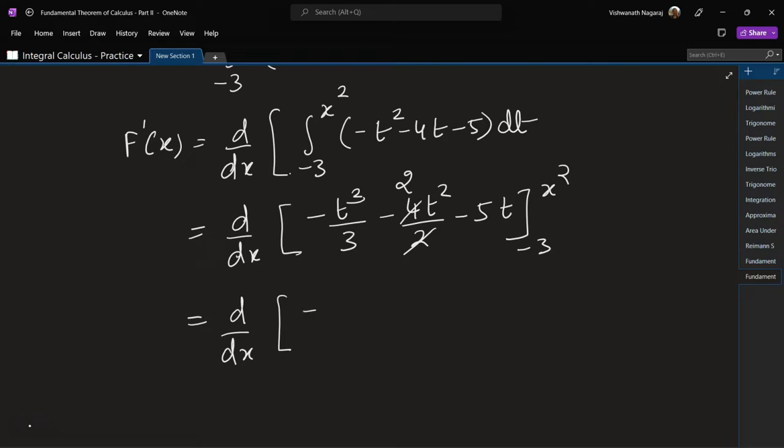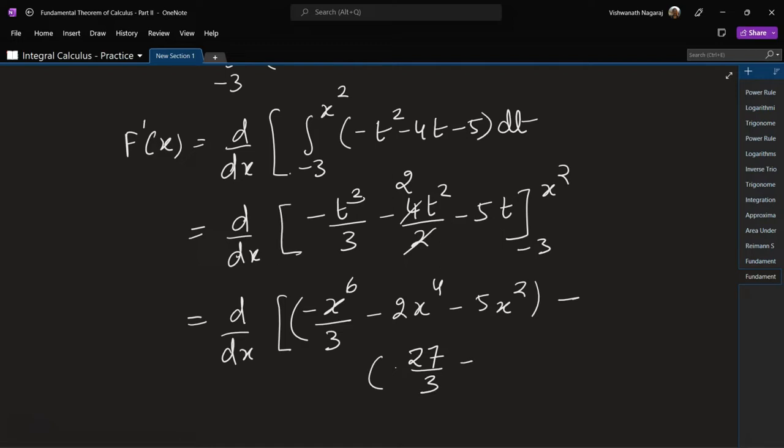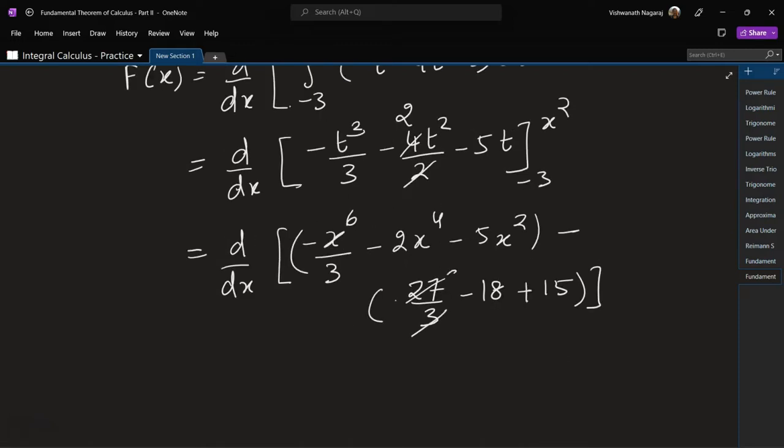So this would be x square cube. So x to the power of 6 by 3 minus 2 x square square. So x to the power of 4 minus 5 x square minus, now we substitute minus 3. So minus 3 cube will be minus 27, minus minus plus 27 by 3 minus 2. Minus 3 square is 9, 2 nines is 18, minus times minus plus 15, 3 nines.